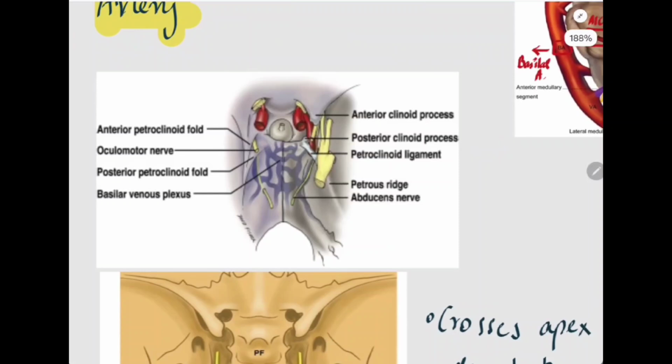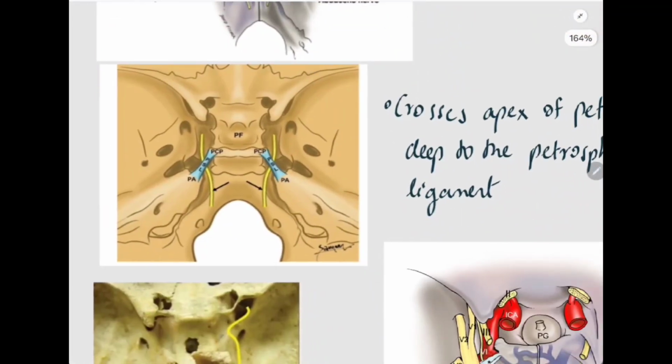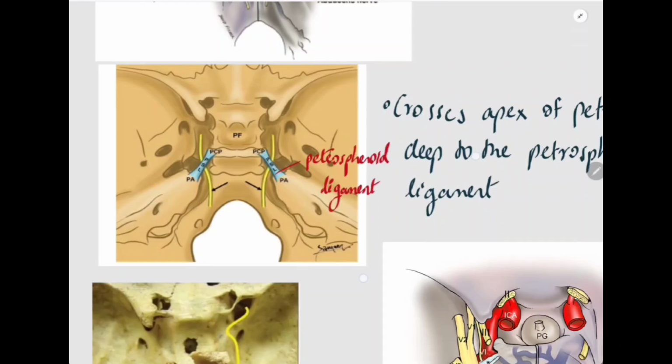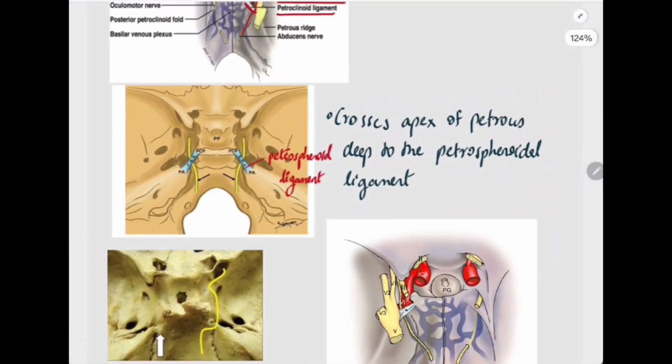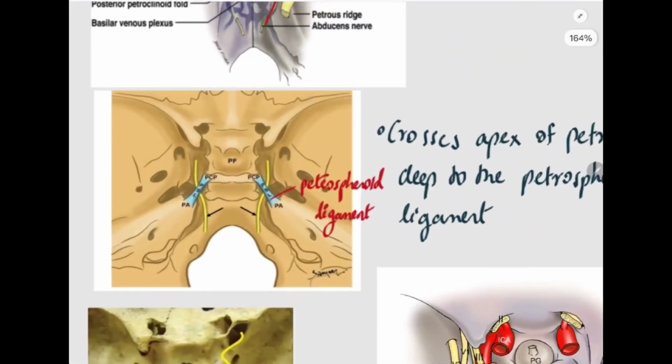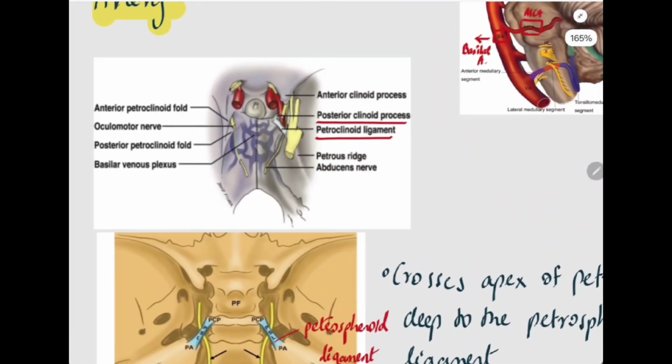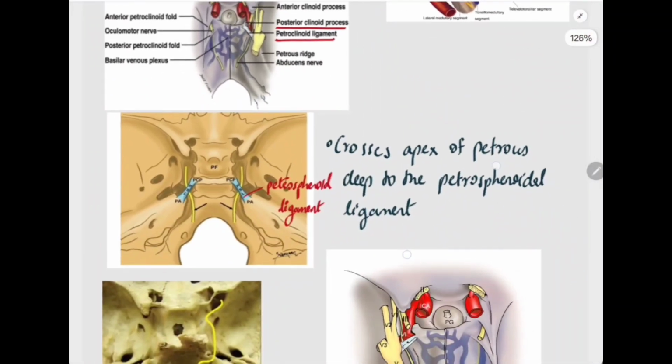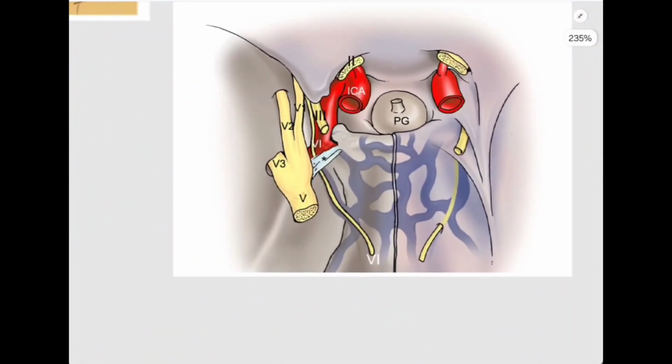It pierces the dura below the posterior clinoids and crosses the apex of the petrous bone deep to the petrosphenoidal ligament and enters the cavernous sinus. The petrosphenoidal ligament is stretched between the posterior clinoid process and the apex of the temporal bone. The trigeminal nerve passes above it, while the abducens nerve passes below it.